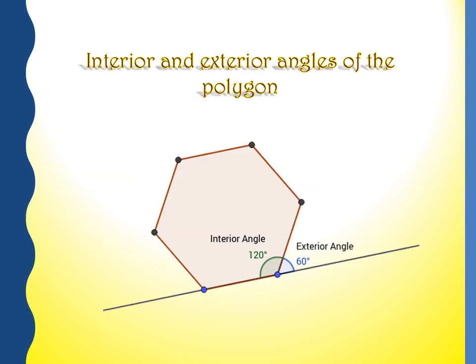Interior and exterior angles of the polygon. The interior angle is formed by 2 consecutive sides of the polygon in the internal part, and the exterior angle of a polygon supplements the interior angle, as shown in this figure.